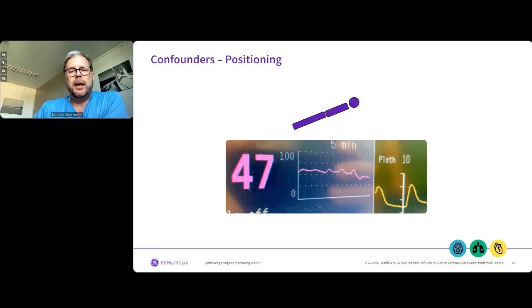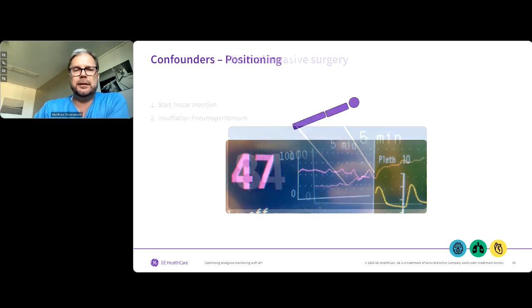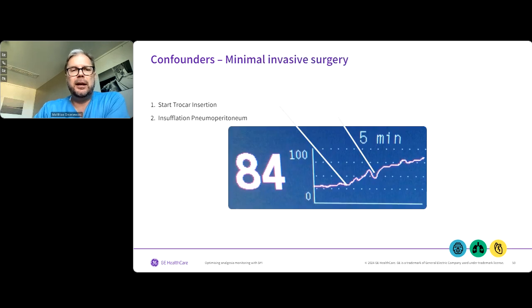You see an increase in the SPI value due to the positioning of the patient, because the intravascular fluid volume is shifted into the legs, and of course the body will increase heart rate, and then later on also pulse amplitude, influencing the value, which has nothing to do with anti-nociception, so therefore take this into account. And the same is with pneumoperitoneum.